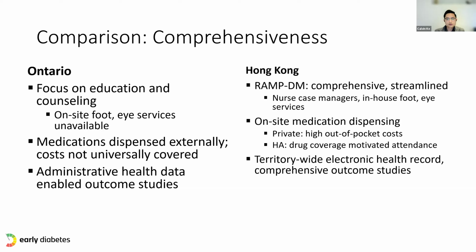And another key difference is also the electronic health record. There's a territory-wide electronic health record, so it allows for these sort of comprehensive studies to be done, whereas in Ontario, we're relying on administrative health data, which often doesn't track certain parameters such as diabetes education program attendance.